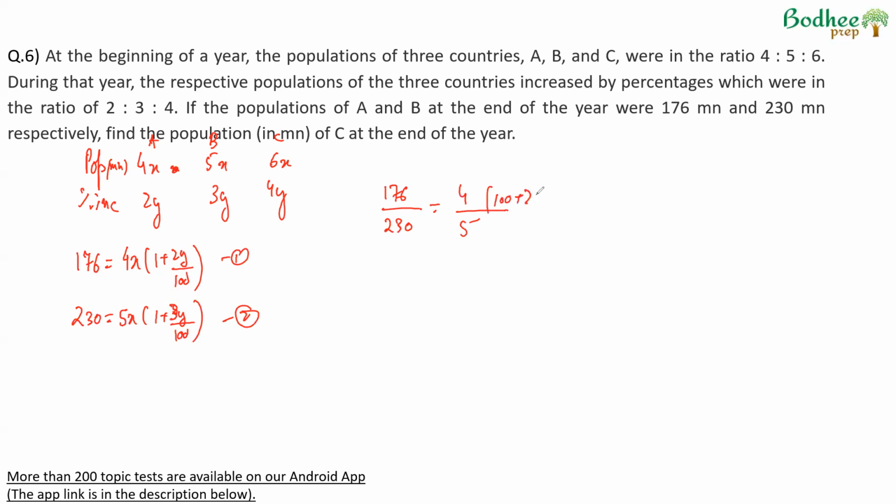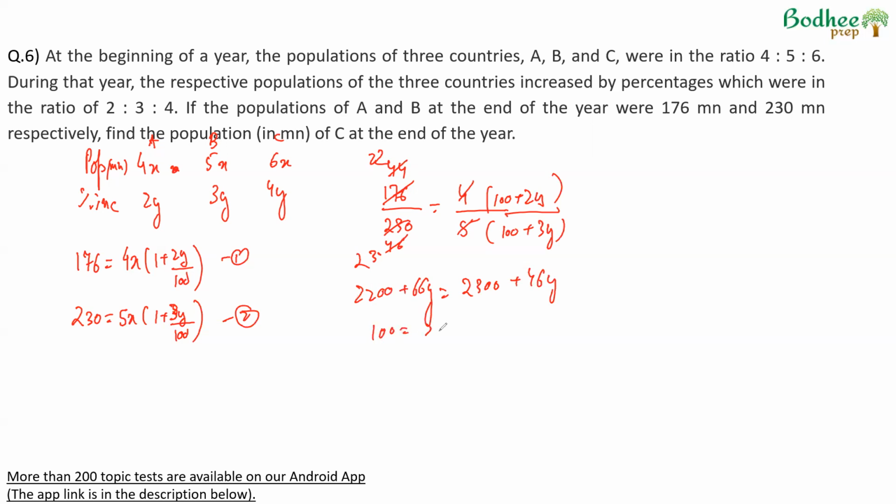If we divide, 100 and 100 cancel. So (100 + 2y) into (100 + 3y). We can cancel this out as well. 4 4s are 16, 5 4s are 46. If we further divide by 2, 22 by 23. We are cross multiplying. So 2200 + 66y is equal to 2300 + 46y. So 100 is equal to 20y or y is equal to 5.